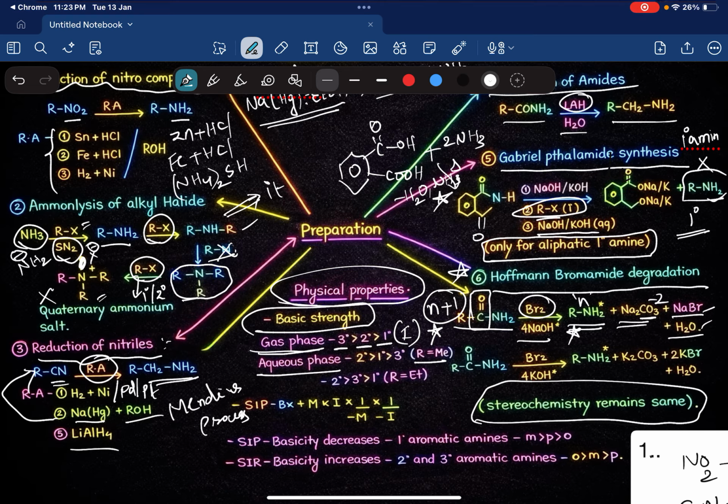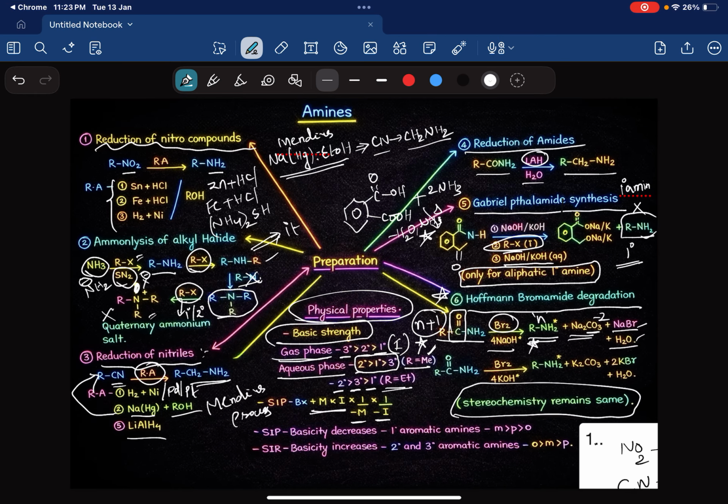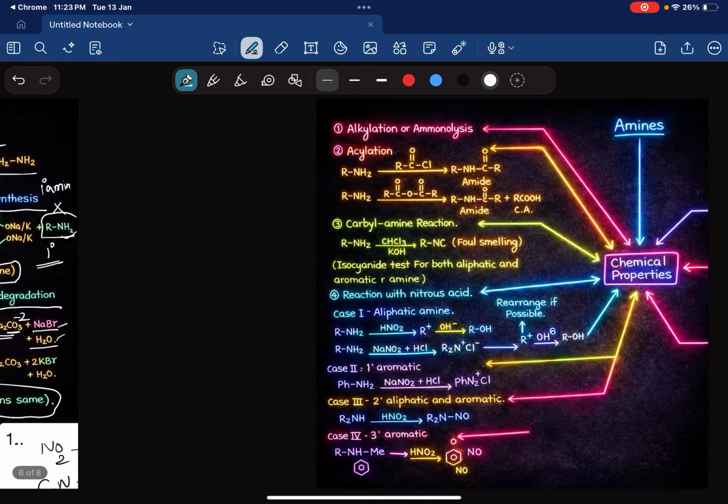So in case of aqueous phase, if you take R group as methyl group, the order is 2 greater than 1 greater than 3. Suppose if you take R as ethyl group, the answer is secondary greater than tertiary greater than primary. And overall, the basic strength mainly depends on all the plus I groups like plus M, plus R, plus I groups, plus H groups, and is inversely proportional to negative groups. So here we can add one more very important point related to this. What is that? We can discuss.